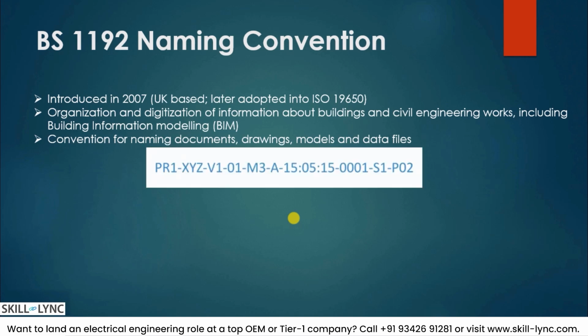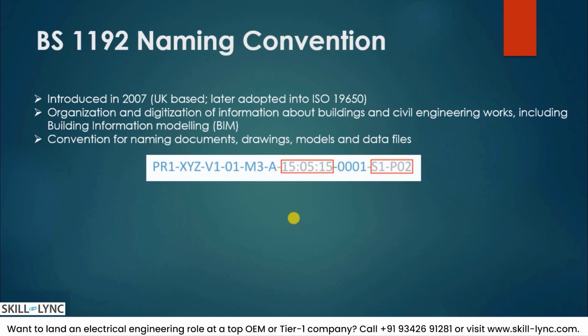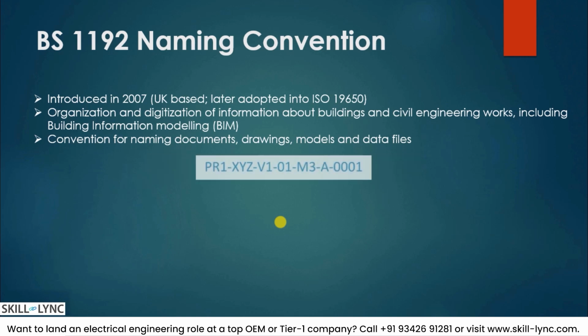So typically it looks like this. It has a series of alphabets and numbers, and this technique uses both hyphens as well as colons. This is the exploded view of the entire naming convention that BS 1192 uses. It has both optional and mandatory parts. Those highlighted in red boxes are optional. So first, let us look into the mandatory ones. What do those sections mean?